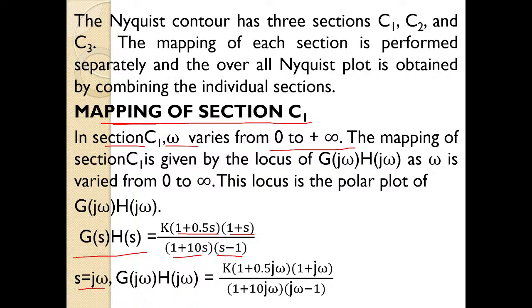Now replace s by j omega. If we replace s by j omega, our G(s)H(s) will become G(j omega) H(j omega) equal to K into (1 plus 0.5 j omega) into (1 plus j omega) by (1 plus 10 j omega) into (j omega minus 1). Okay, this is what we will get. Just replace s with j omega and write down the G(j omega) H(j omega) equation.